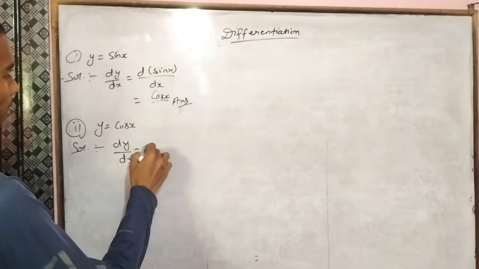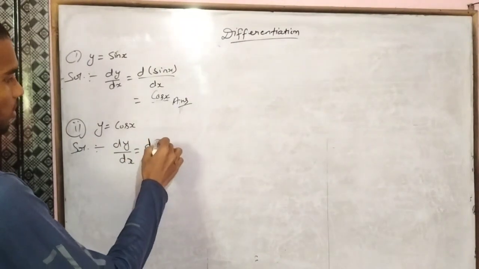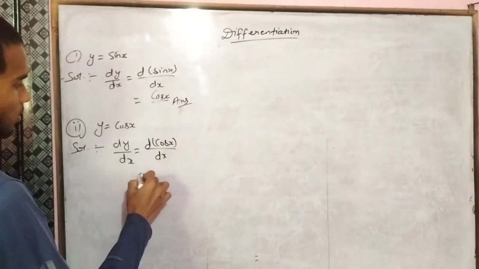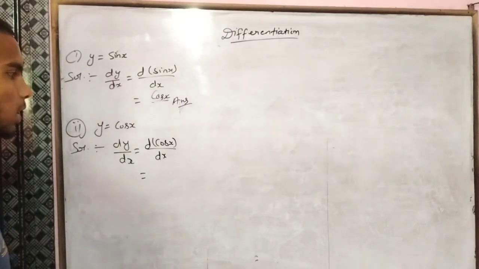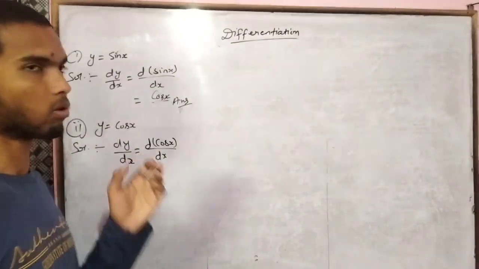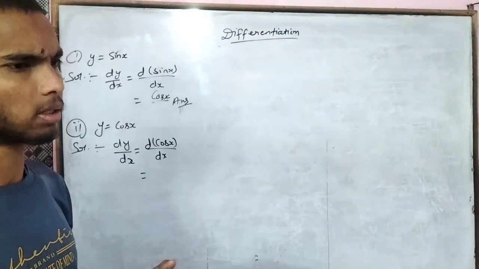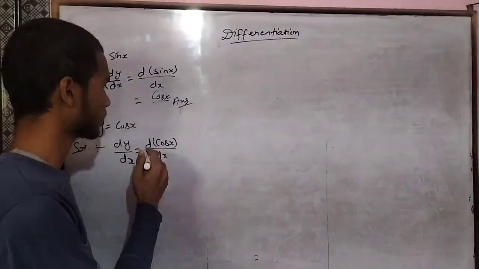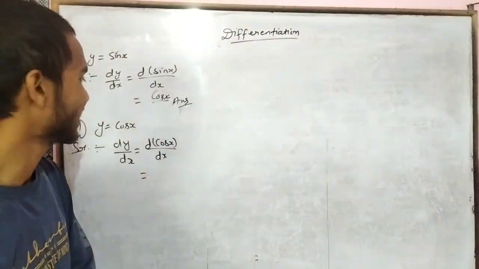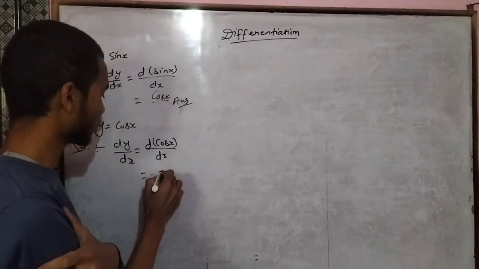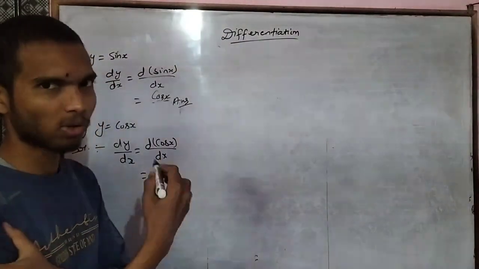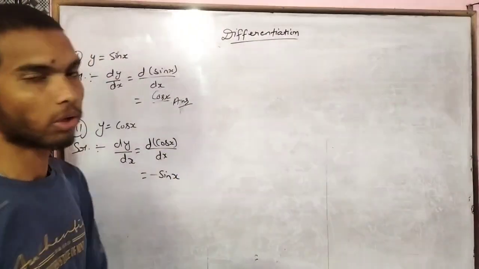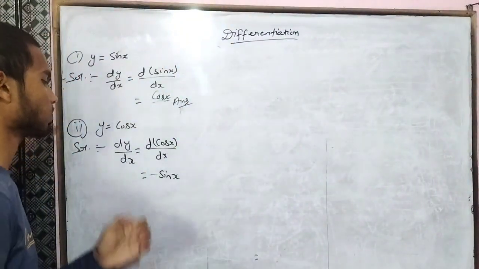So in place of y is how much? Cos x. Now also remember, cos c is a letter, the first letter, which is a hint of minus. So minus, and the opposite of cos x would be sin x. So the differentiation of cos x is minus sin x.